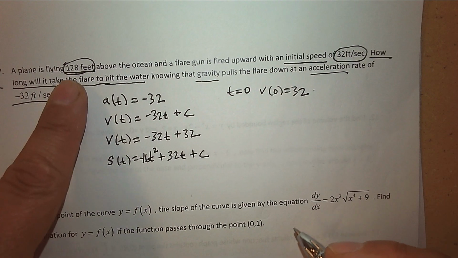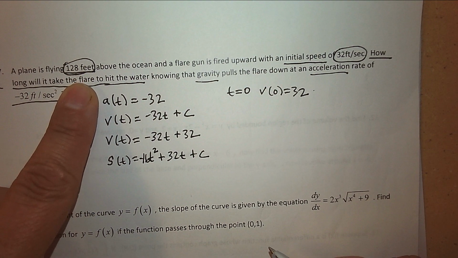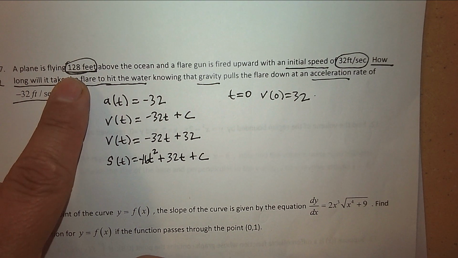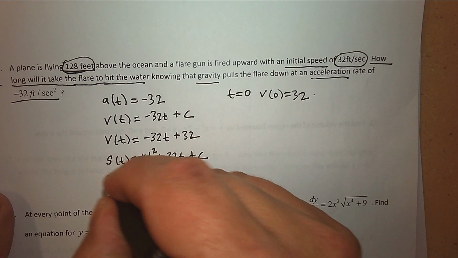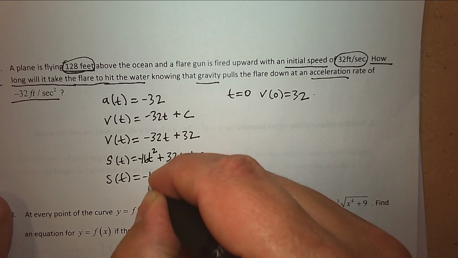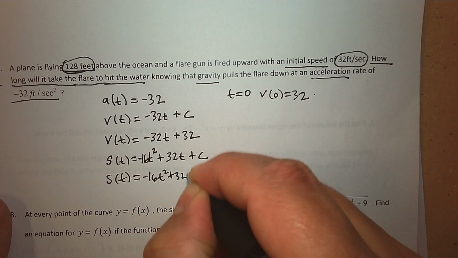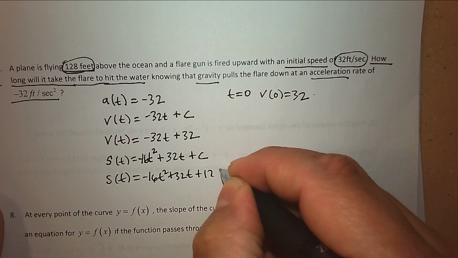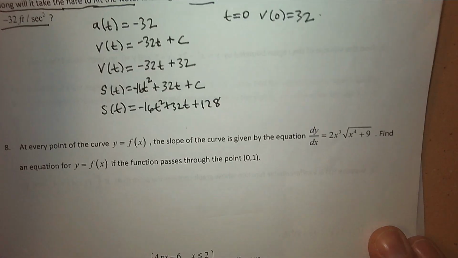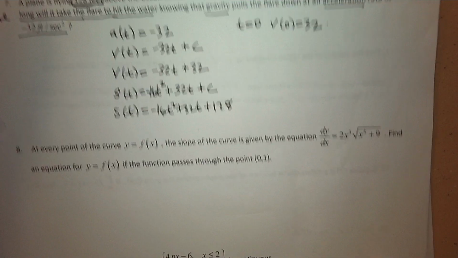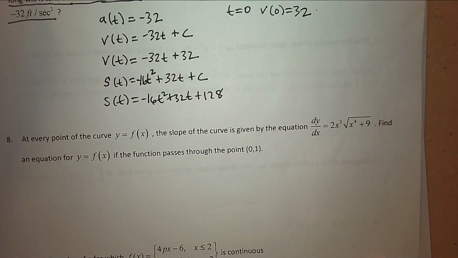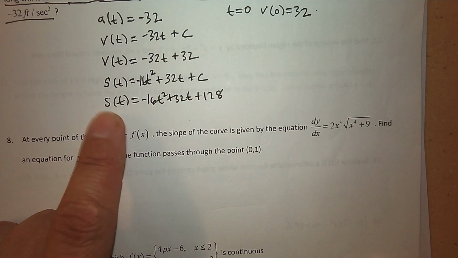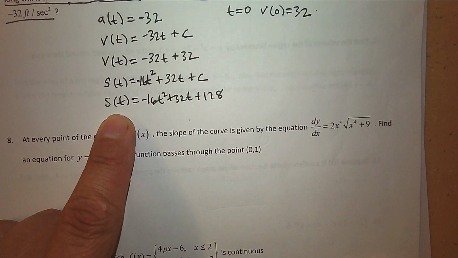The very first number I circled, what is c equal? What's the initial height of the flare? 128. So what is c equal in the second one is 128. Then the question is, how long till it hits the water? What would this position be if it hit the water? 0.